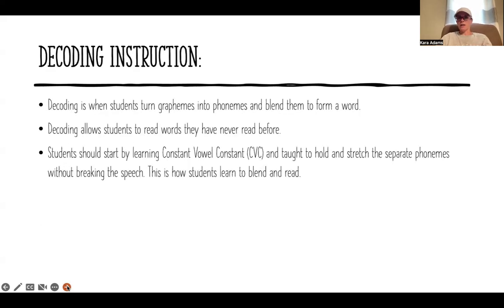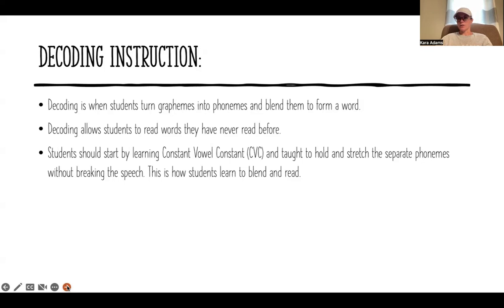Decoding instruction. This is when the students turn the graphemes into phonemes and they begin to blend a word. By learning to decode, they're able to start reading words that they never read before. And most students will start with consonant, vowel, consonant words and then begin to gradually increase the difficulty of the word.